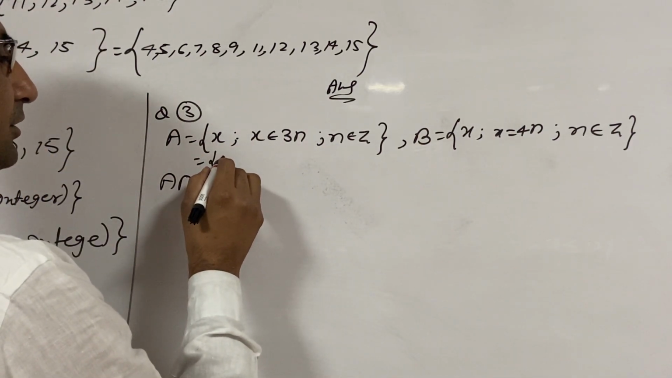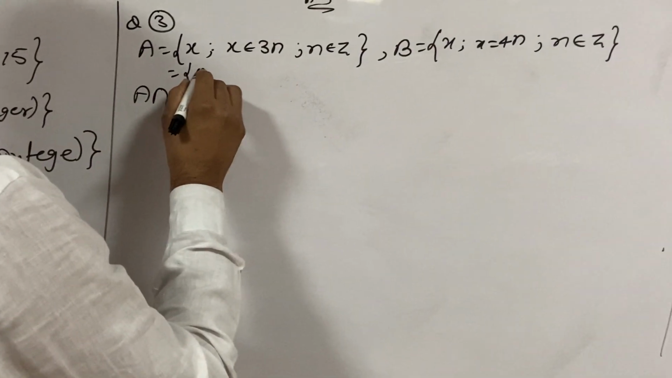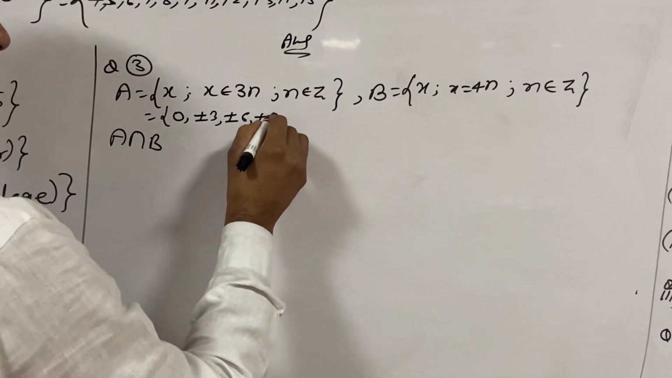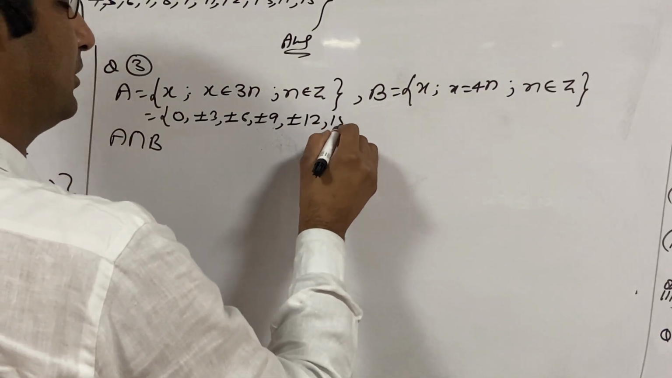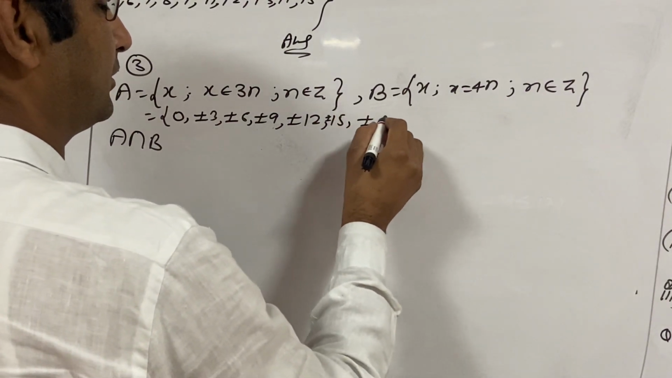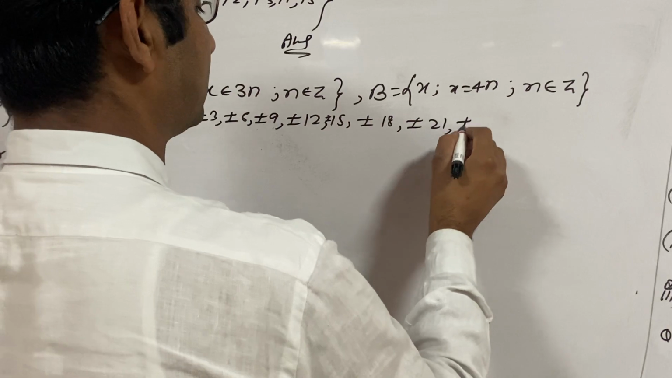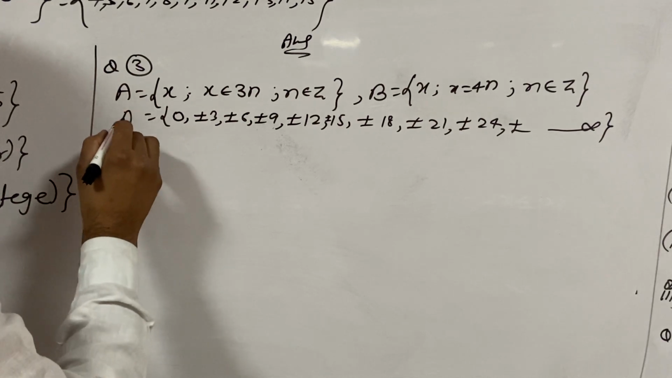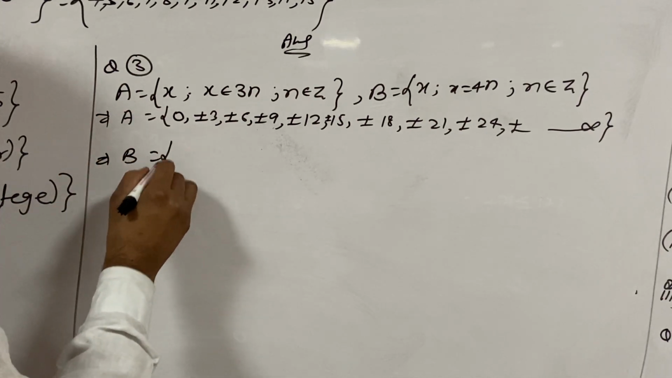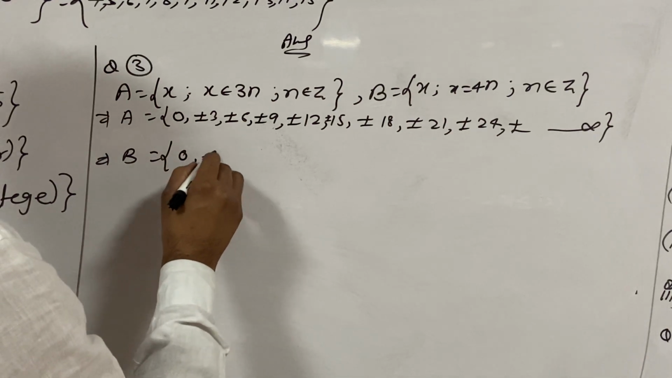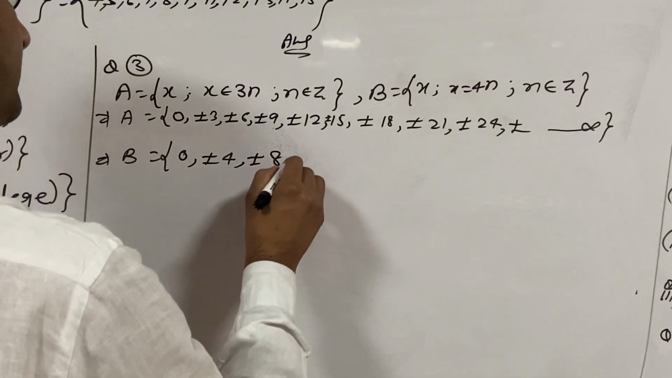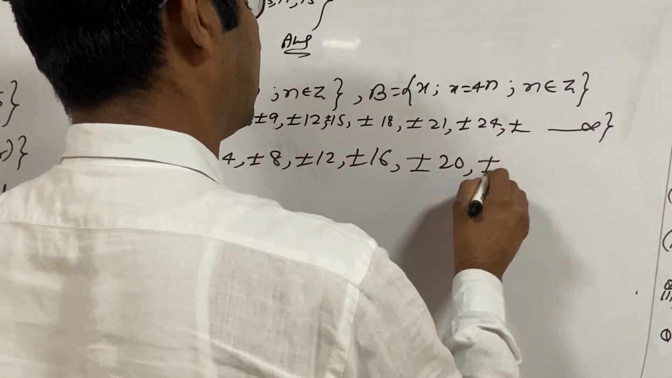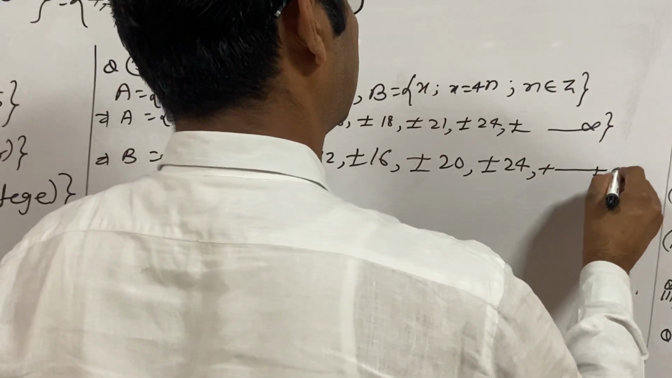x is multiple of 3, 0 और plus minus 3, plus minus 6, plus minus 9, plus minus 12, plus minus 15, plus minus 18, plus minus 21, plus minus 24, 36 से ज़्यादा नहीं. अब देखो तुम B को, B क्या है, multiple of 4, 0, plus minus 4, plus minus 8, plus minus 12, plus minus 16, plus minus 20, plus minus 24 and so on plus minus infinity.